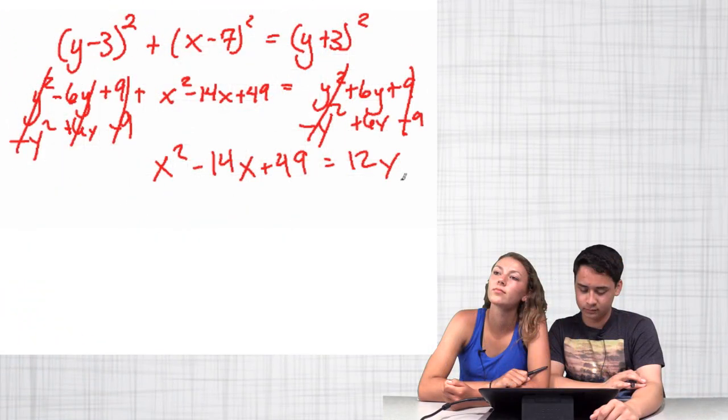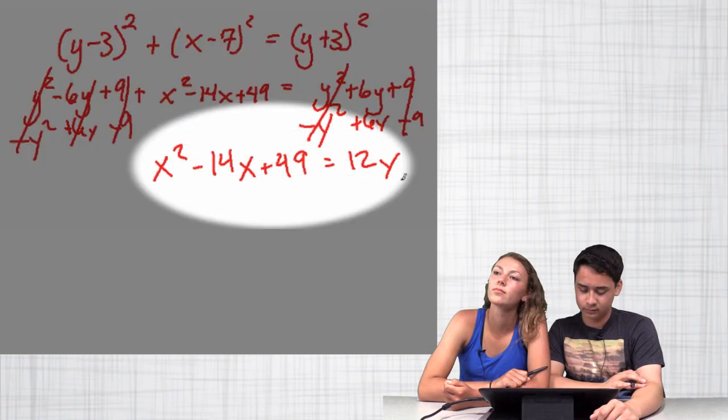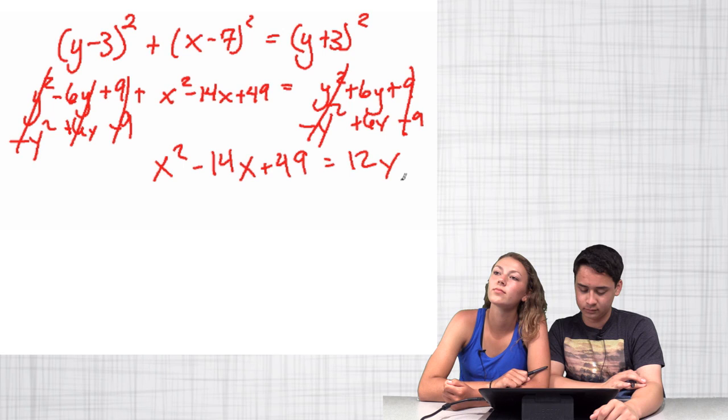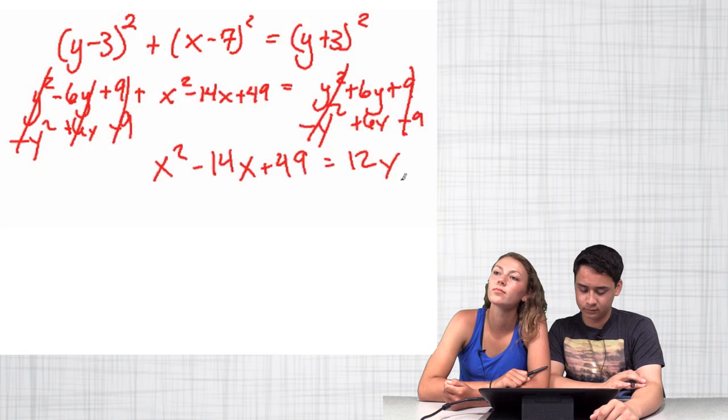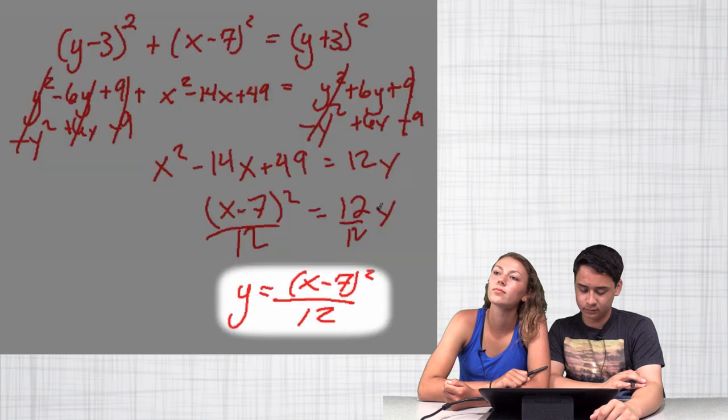When Sasha and Keoni got to this point in the algebra, they were puzzled. As Sasha put it, they are not used to having all those extra numbers. The expression x squared minus 14x plus 49 came from multiplying x minus 7 by itself. The teacher suggested that they leave it as the quantity x minus 7 squared. In the next episode, Sasha and Keoni will see why, but for now, they went ahead and solved for y by dividing both sides of the equation by 12. The equation for the parabola is y equals the quantity x minus 7 squared, all divided by 12.